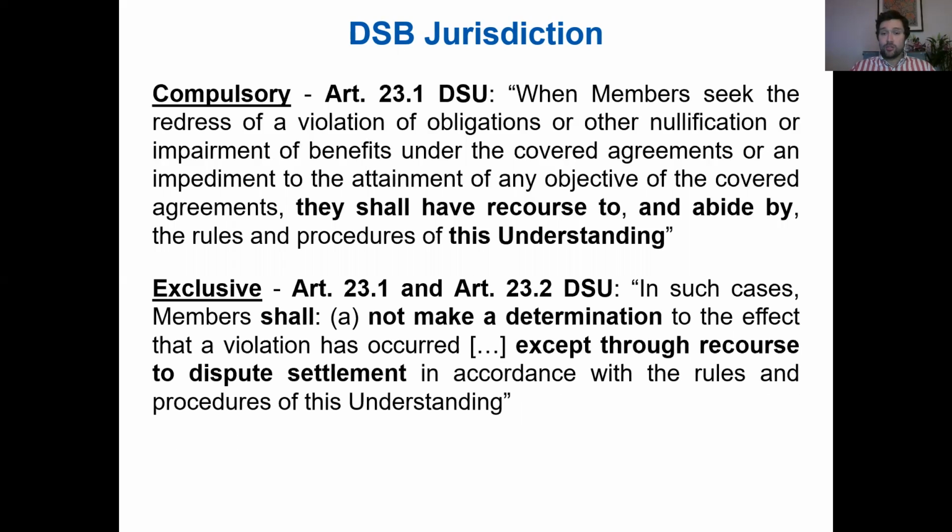And then it is also exclusive. That is exactly what I'm saying. In such cases, members shall not make a determination to the effect that a violation has occurred except through recourse to dispute settlement in accordance with the rules and procedures of this Understanding. So in cases where there is a violation, you cannot act unilaterally, you cannot introduce any sanctions, counter sanctions, whatever. You are obliged to go to the WTO dispute settlement body. If you think another member is violating WTO rules, you cannot use any mechanisms but the DSB mechanisms.